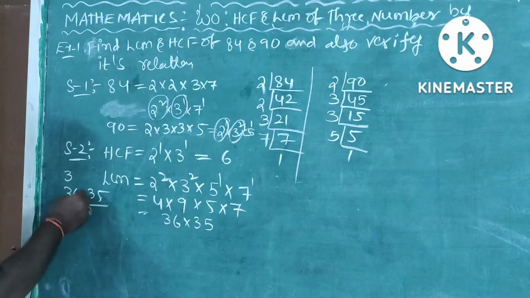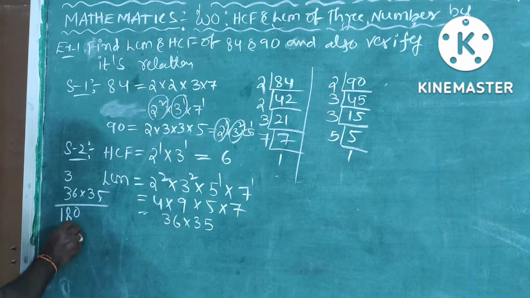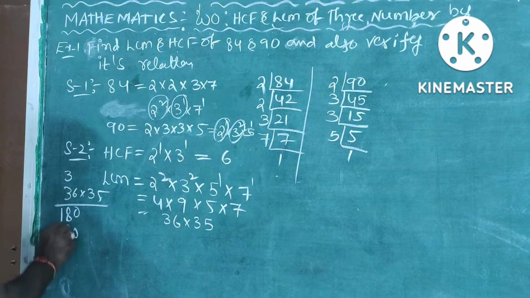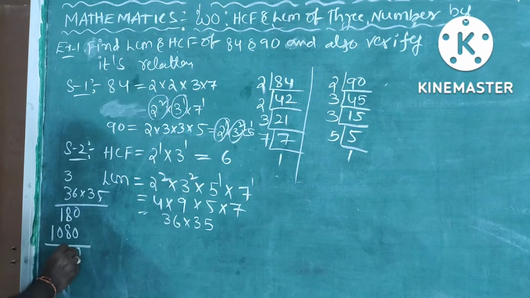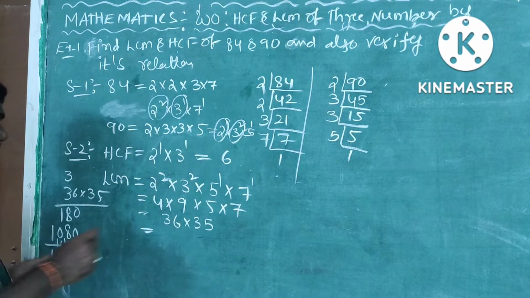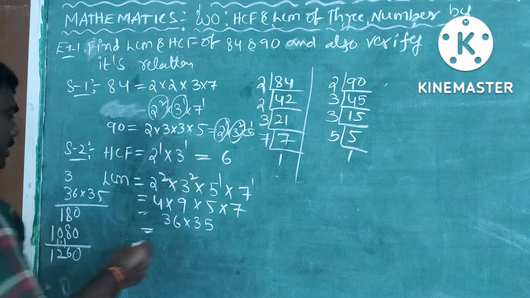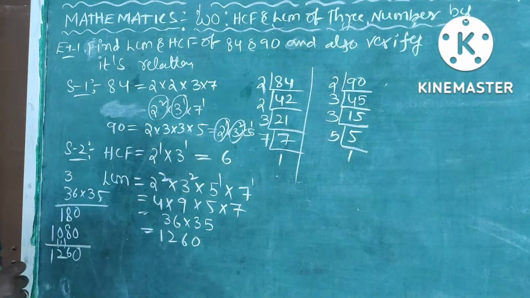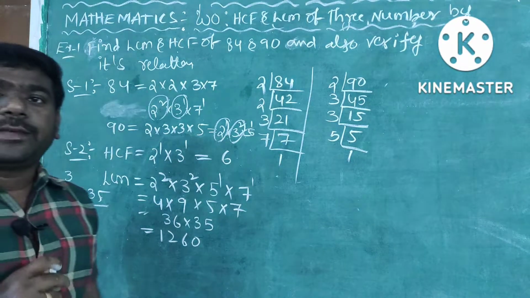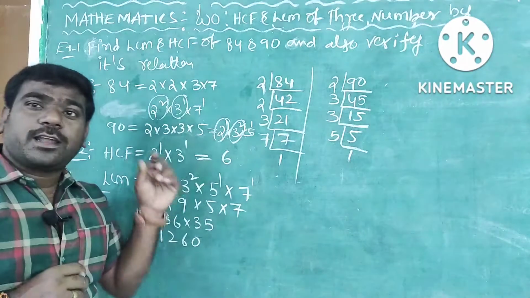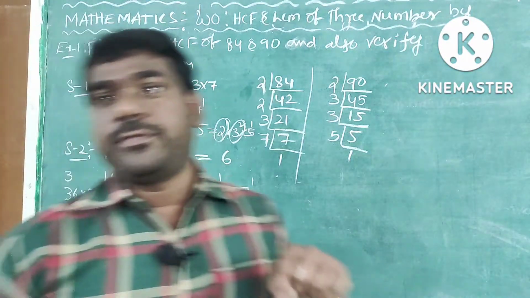Next, 3 sixes are 18. So 1 carry 3 is 9. So 1, so 10. So the LCM is equal to 1260. That is the LCM of 84 and 90. So here we found the HCF and the LCM.